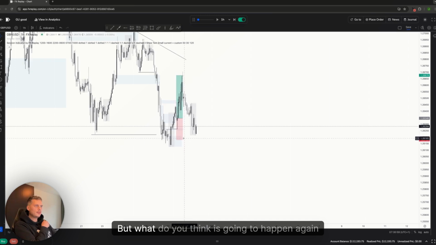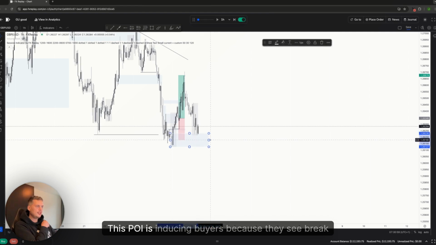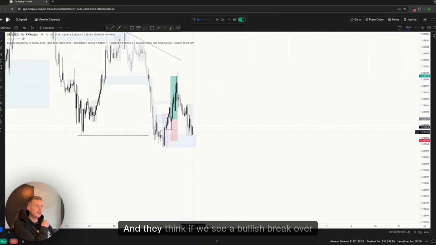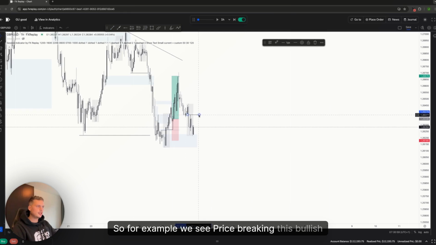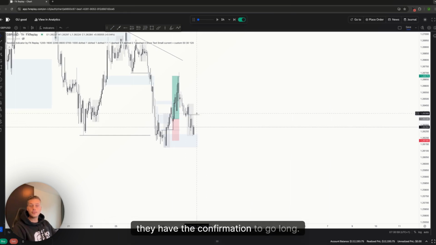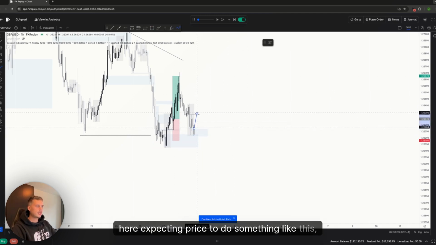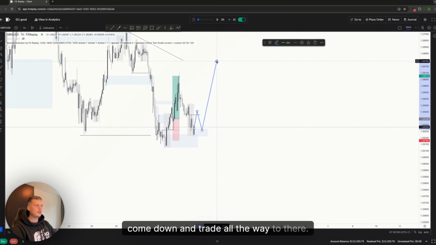But what do you think is going to happen again from this POI that I marked out already? This POI is inducing buyers because they see break of structure, bullish trend towards the upside, and they think if we see a bullish break over here, so for example, we see price breaking this bullish structure, they have the confirmation to go long. They will enter from the last POI somewhere over here, expecting price to do something like this, make a new high, come down, and trade all the way to there.